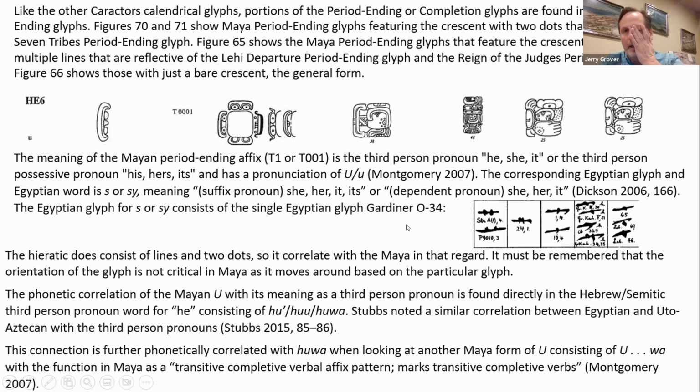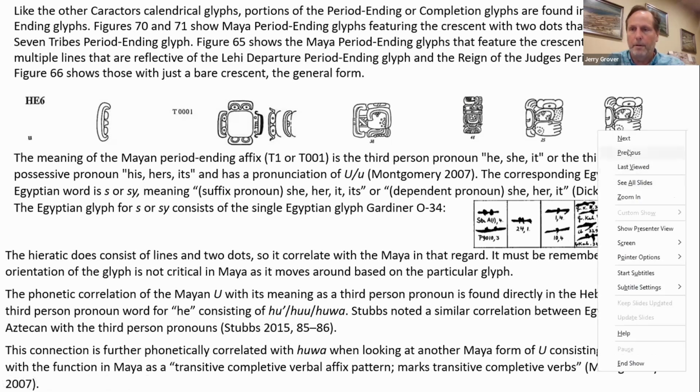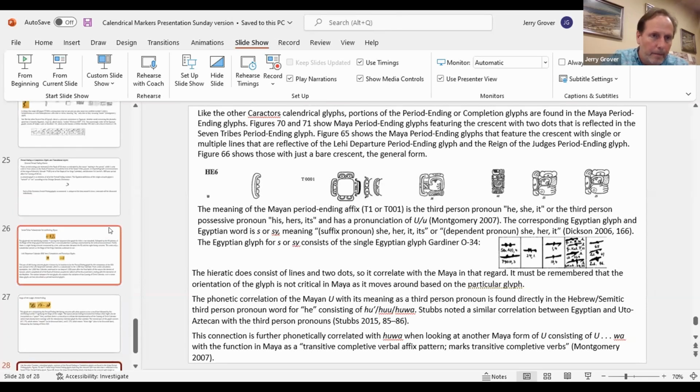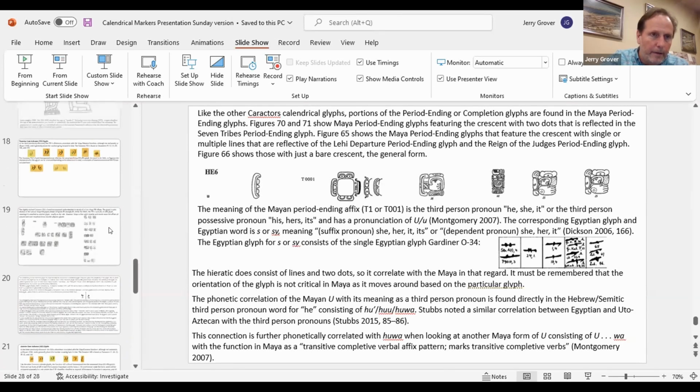Again, this is another one Brian Stubbs found had correlations between Egyptian and Uto-Aztecan. So consistent. I think Brian's study is kind of proof that these actually were existent and were likely borrowed. So that kind of summarizes my presentation.